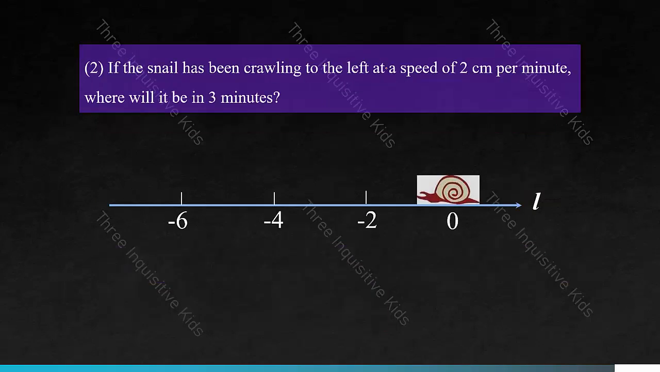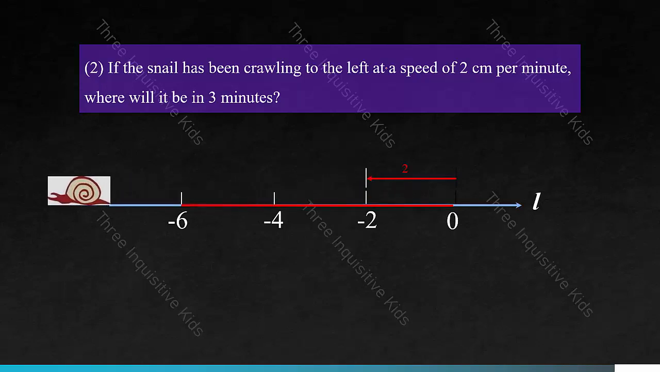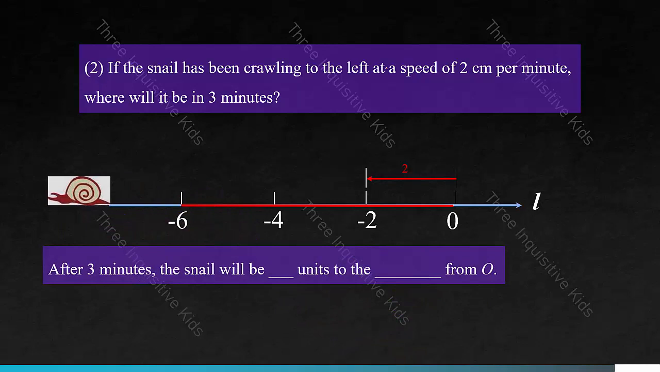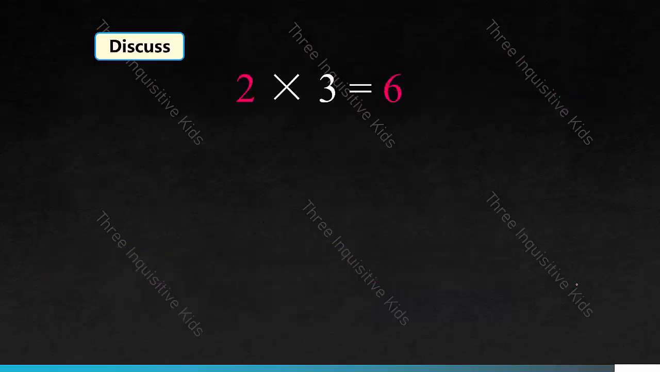If the snail has been crawling to the left at a speed of 2 centimeters per minute, where will it be in 3 minutes? So this is the same problem as last time, except that now it's crawling to the left. After 3 minutes, the snail will be 6 units to the left from O. And our equation for this would be negative 2, because it's crawling to the left instead of the right this time, and it's crawling for 3 minutes. And here we should actually have a negative 6 instead of positive 6. Here we have 2 times 3, which gives us 6.